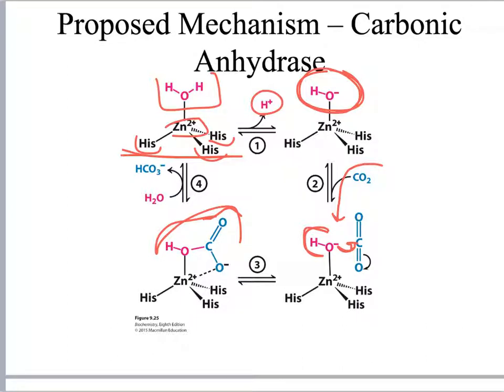Once the intermediate is formed, another water molecule comes in and kicks this piece out. So we can regenerate the initial substance here. And then, of course, that bicarbonate ion is going to be transported by the blood plasma and participate in that change in pH that we've seen with the Bohr effect.